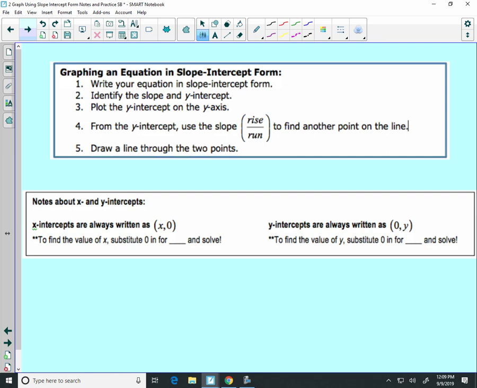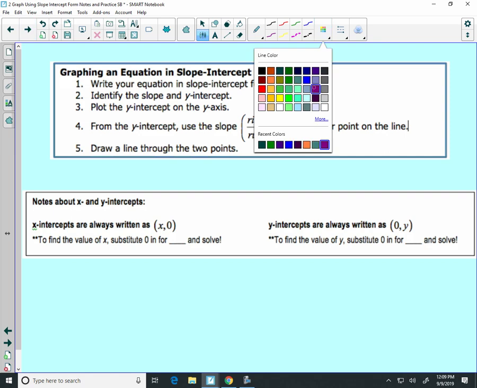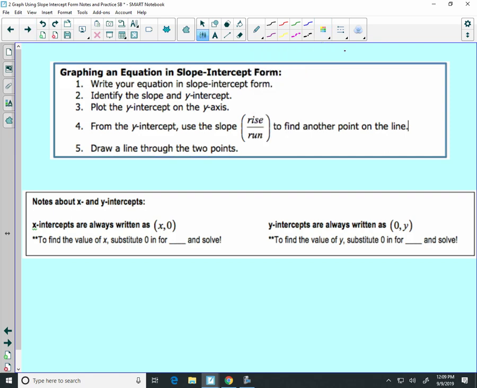And then you're going to do the slope. And here's what I always do for the slope. The rise is either up or down. The rise is going to be up if your slope is positive. It's going to be down if it's negative. Always run right. Up or down, always run right.